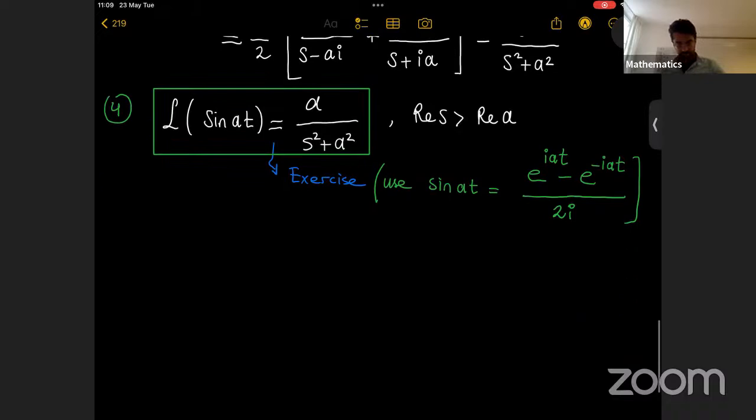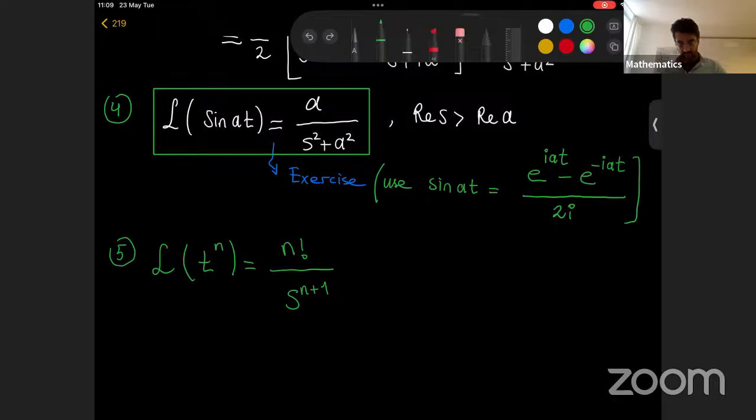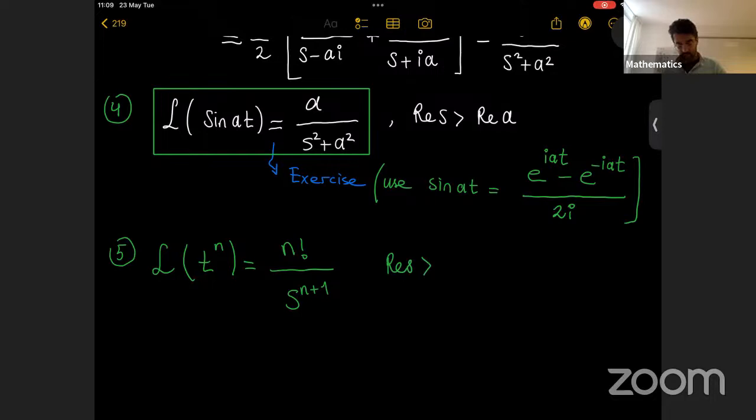Well, let's continue. Number five, the Laplace transform of t to the n, where n is a natural number like 0, 1, 2, and so on, is n factorial over s to the n plus 1. Again, convergence holds when real s is bigger than zero, and for all n natural number.